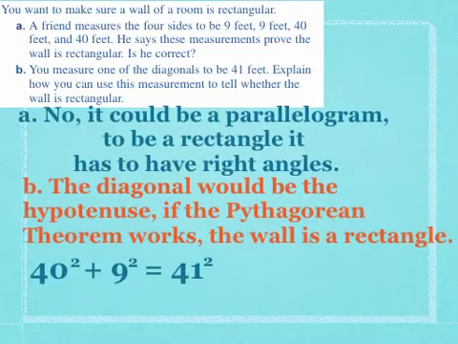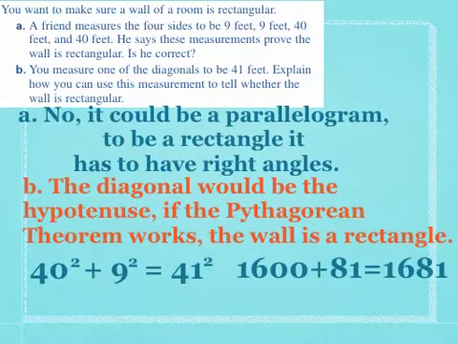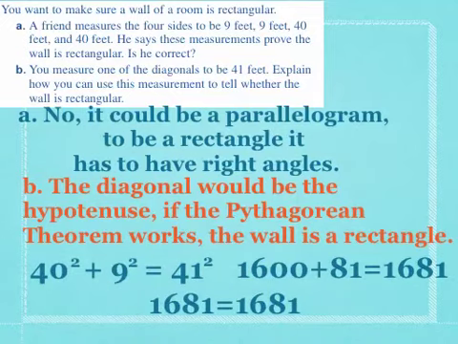When we apply the Pythagorean theorem, we would have 40 squared plus 9 squared equals 41 squared. 40 squared is 1,600, 9 squared is 81, and then 41 squared is 1,681. So the Pythagorean theorem does work, so we can say that this would be a rectangular wall because we know that we have right angles based on the Pythagorean theorem.